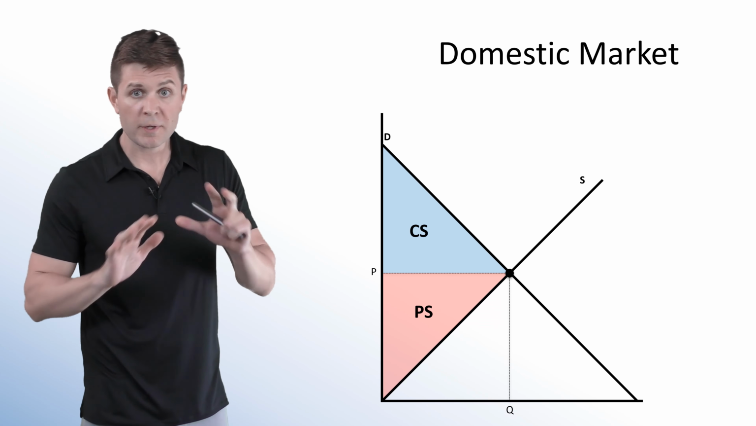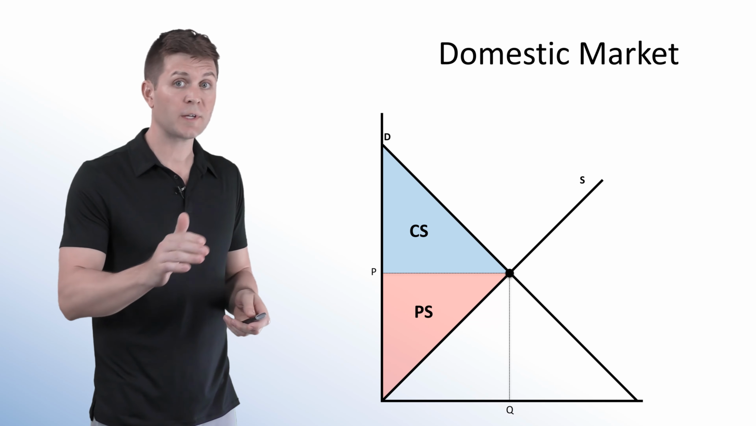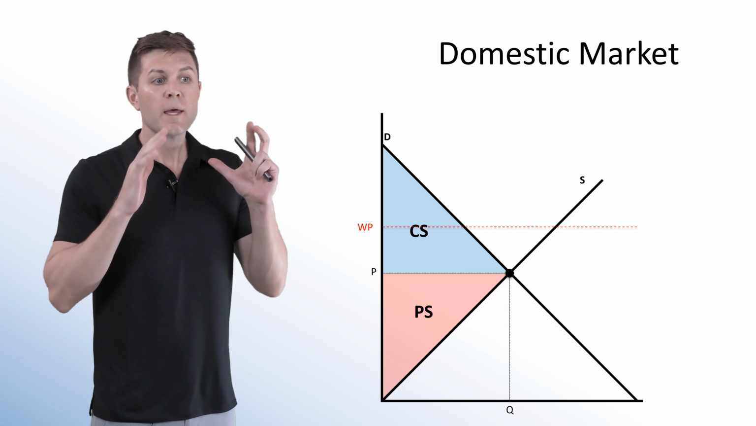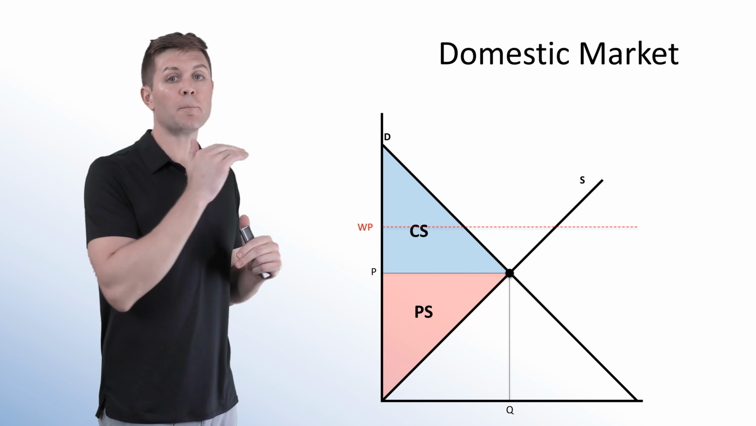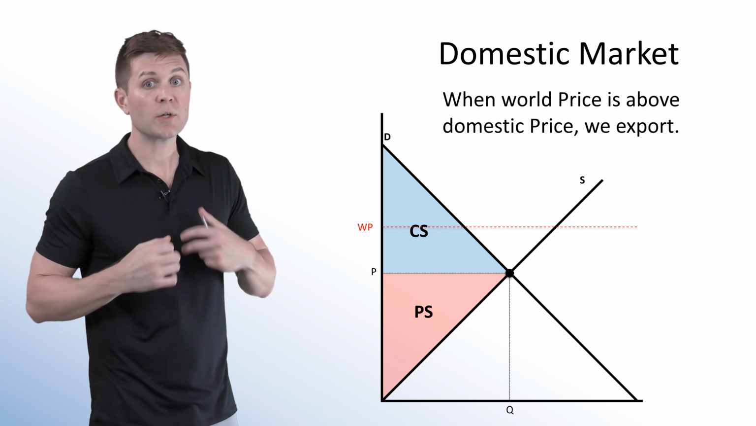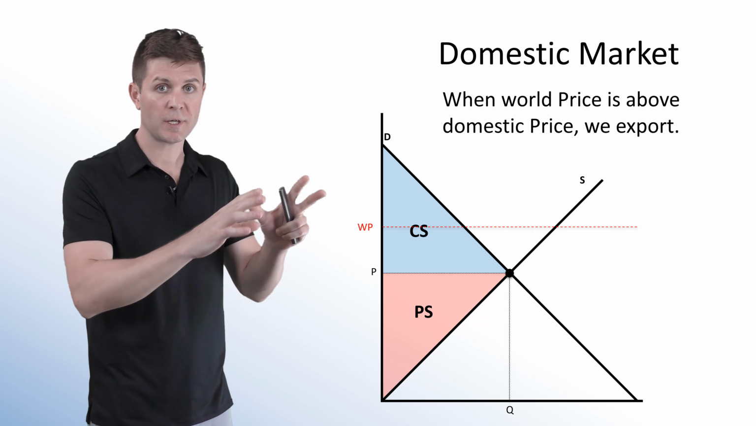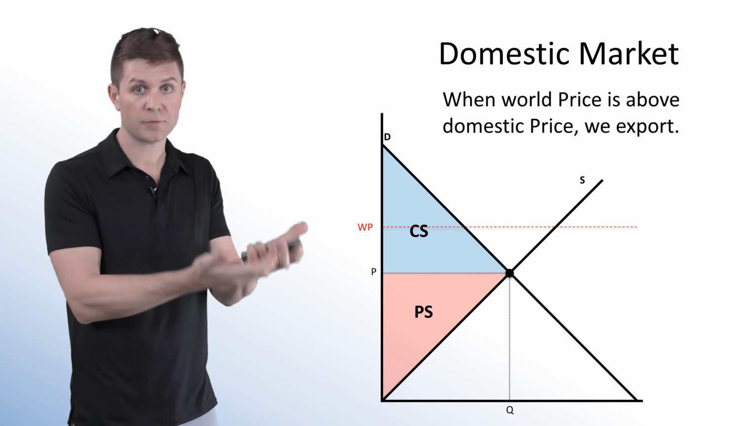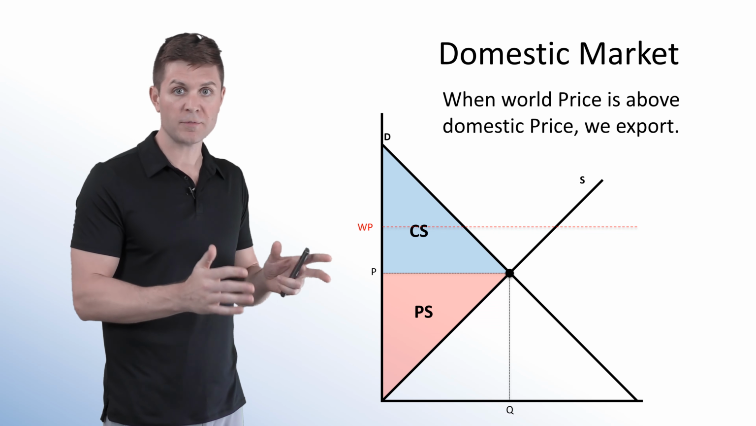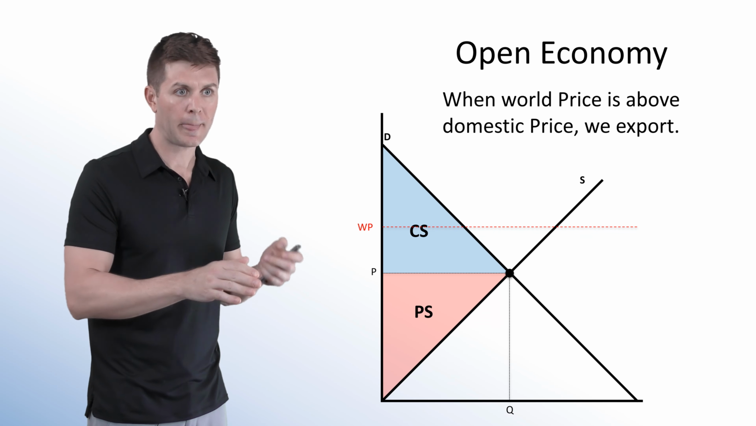Now the next example is an export example, but we're going to start once again with the domestic market and then work through it step by step. So in this example, world price is above domestic price. This means to the producers, it'd be a good thing to start shipping the product out to other countries. They're going to get a higher profit, higher surplus out of shipping it to other countries. So when world price is above domestic price, we export.